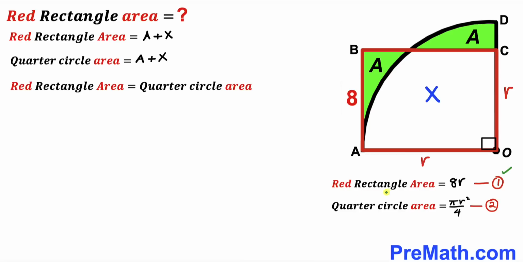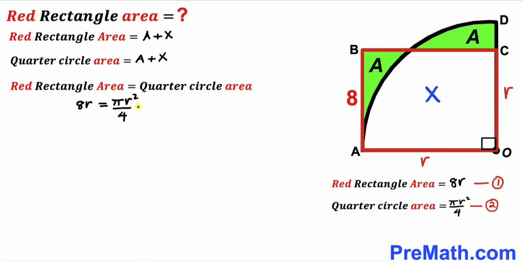Now let's focus on equation number 1: our red rectangle area is 8 times r. So I'm going to substitute this area by 8 times r. Likewise, from equation 2, our quarter circle area is pi r squared divided by 4, so I'm going to substitute that area over here. Let's fill in the blanks. So I can write 8 times r equals pi r squared divided by 4.